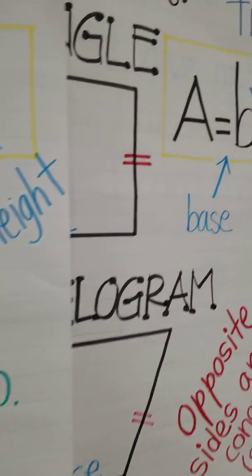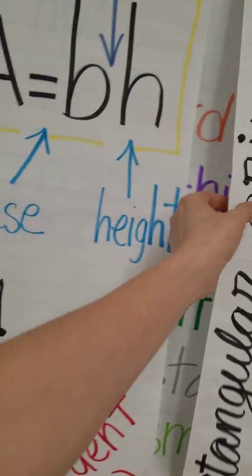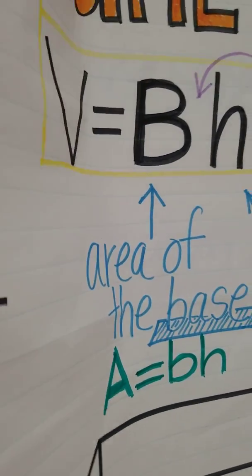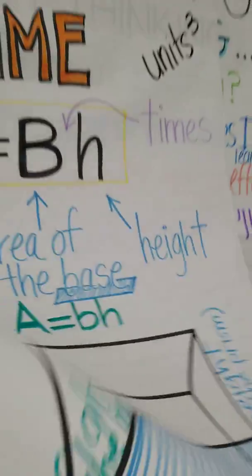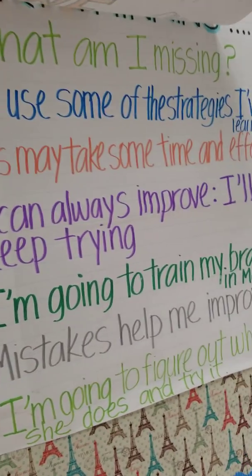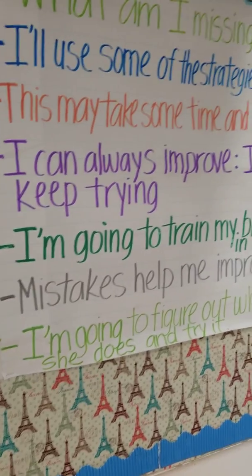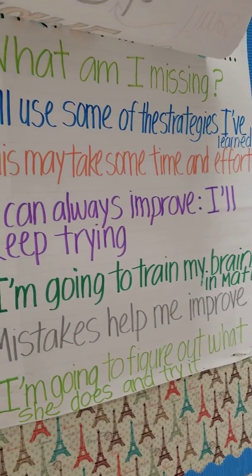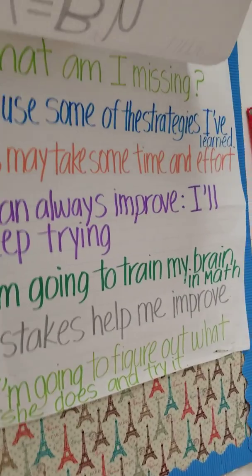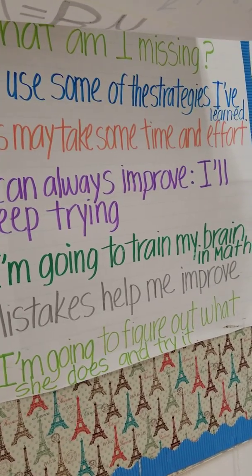And that's it, students. Just remember, and this is really important for me, for you to understand, everybody can be successful in math. So remember, try to think that you can do it. If you don't understand something, remember to ask, what am I missing? Go back and check. You need to use all the strategies I told you to use. It's for your own good. This may take some time and effort, but you can do it. You can always improve if you keep on trying.